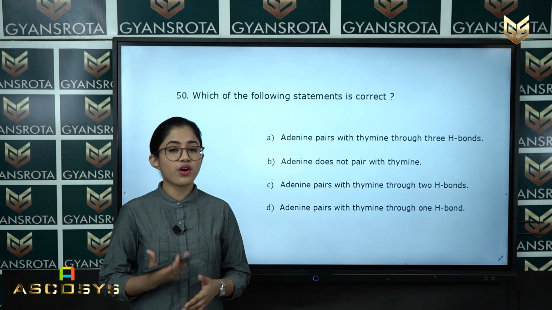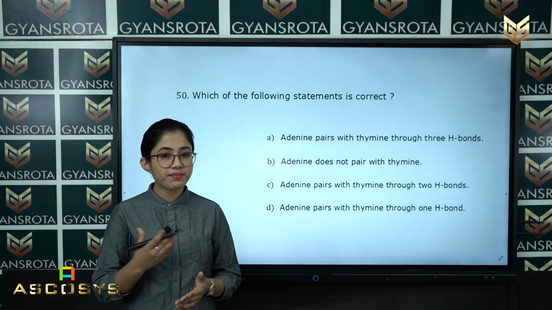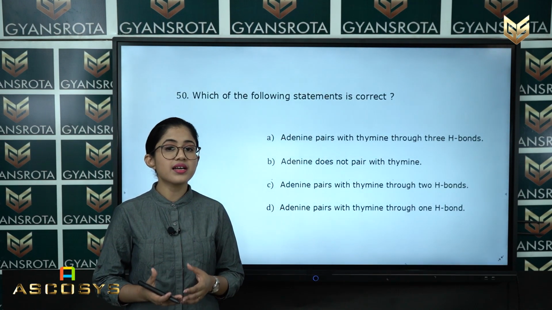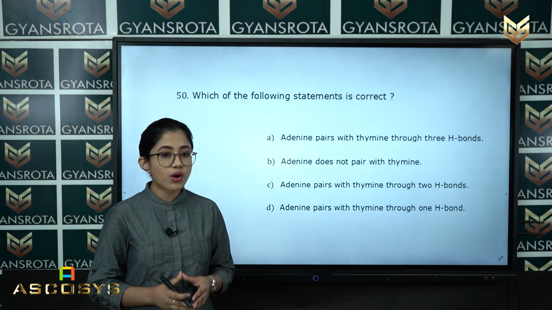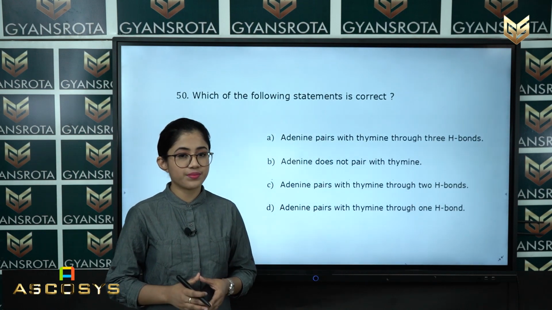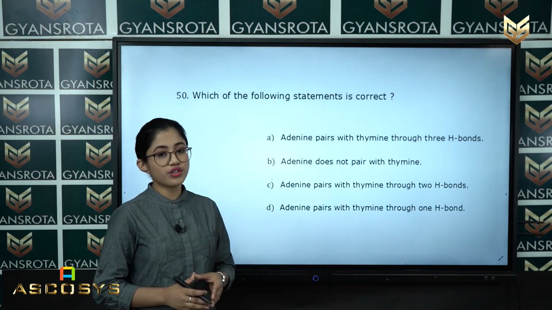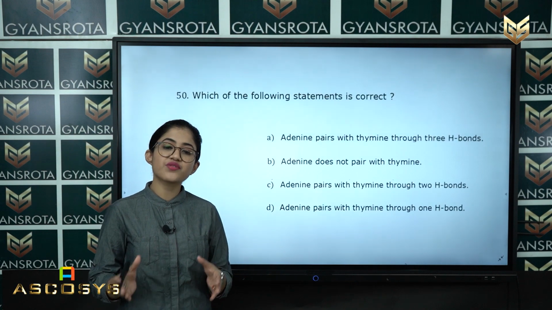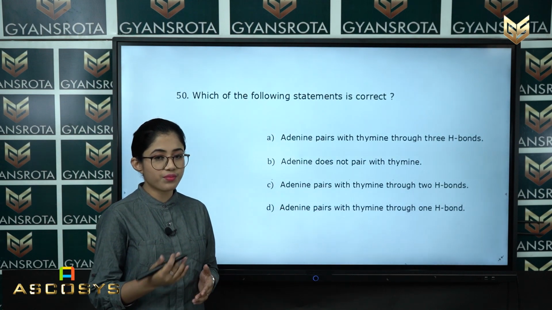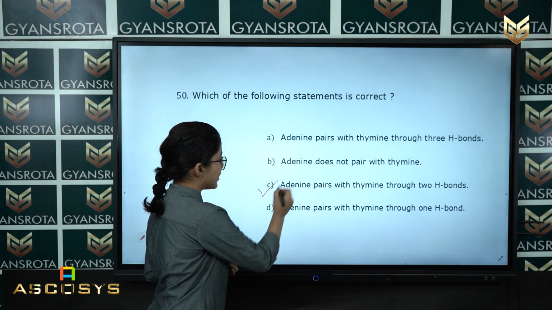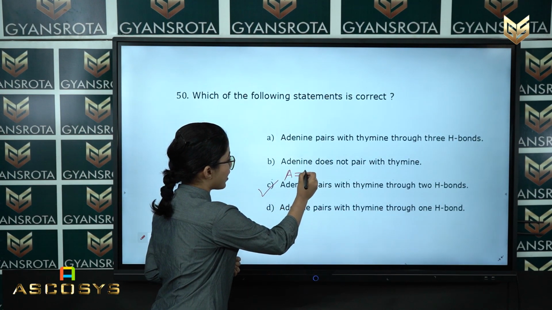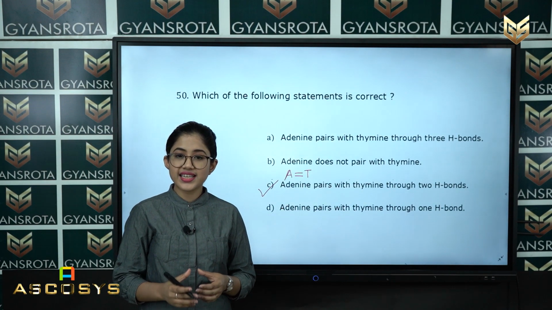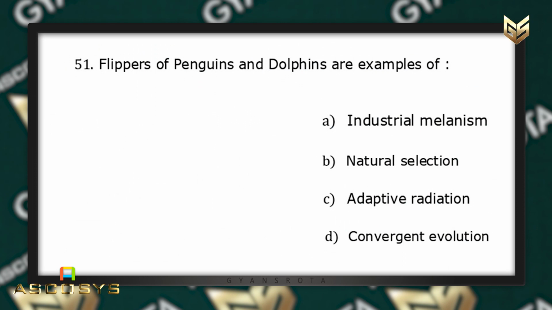So student, we already know about this. Purine binds with pyrimidine and these are all the nitrogenous bases. Adenine and thymine are nitrogen bases. Now we have to select the correct statement. Among these 4 options, option C is the correct one, which states that adenine pairs with thymine through 2 hydrogen bonds. So option C, that is adenine binds with thymine by 2 hydrogen bonds, is the correct answer. Now let's see the next question, that is question number 51.